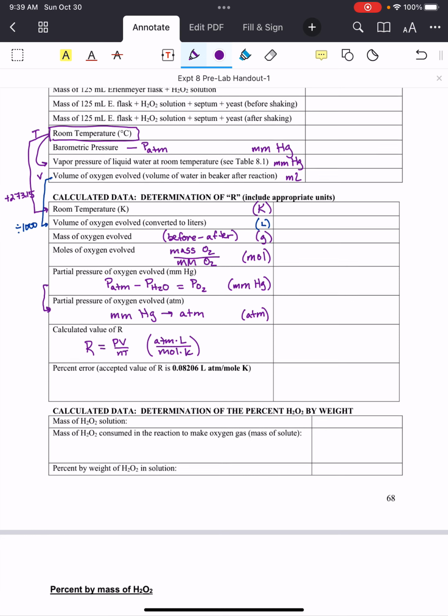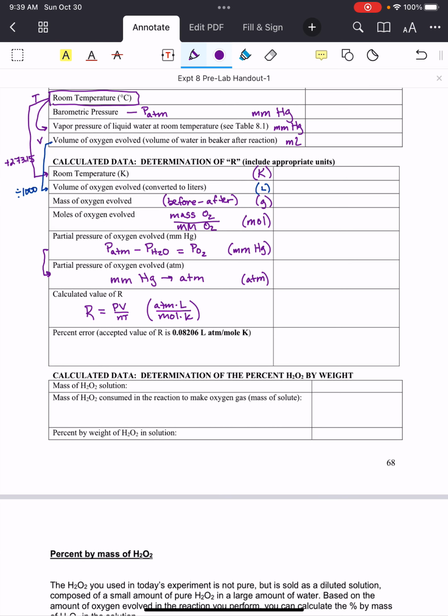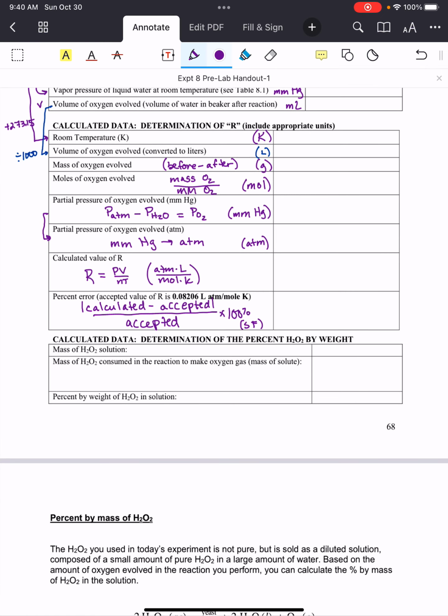And then percent error, if you recall from earlier experiments, if your instructor is asking you to do this, this will be the calculated minus the accepted as an absolute value over the accepted times 100%. And be sure you're paying attention to significant figures here, because with subtraction you often lose significant figures.